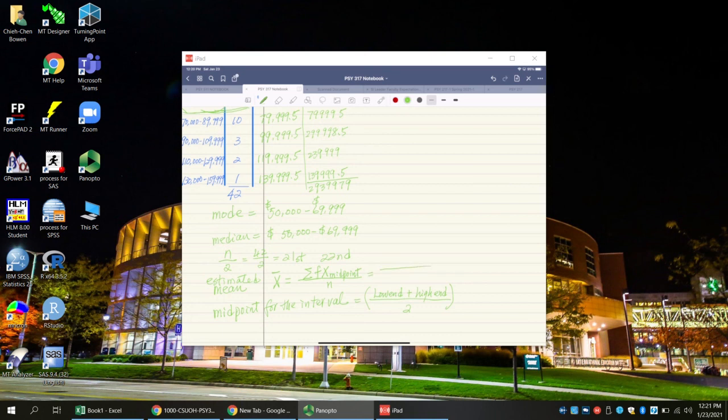Let's put it back into the formula. The sum divided by n, which is 42. The estimated mean came out to be 69,999.5.